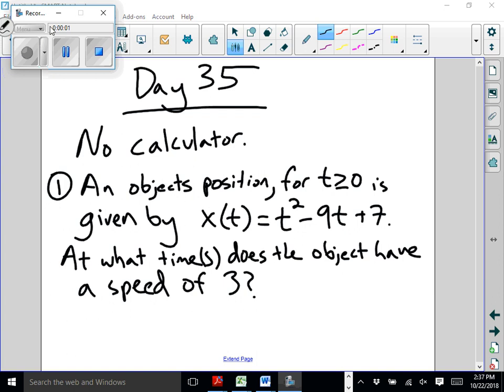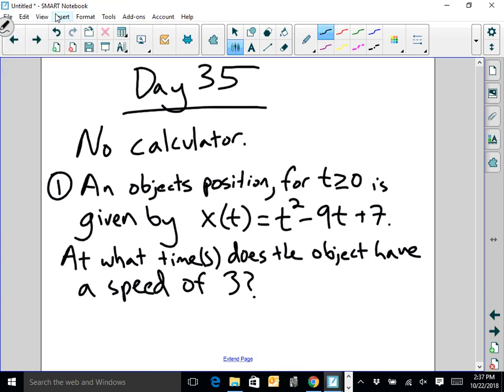Back with day 35 here. I wanted to give a problem like we saw today on some of our work, but in no calculator form. So go ahead and copy this question into your notes. You can pause it if you need to. And let's talk about it.